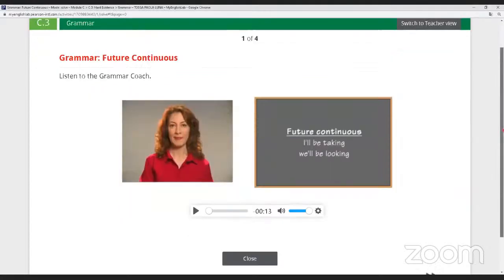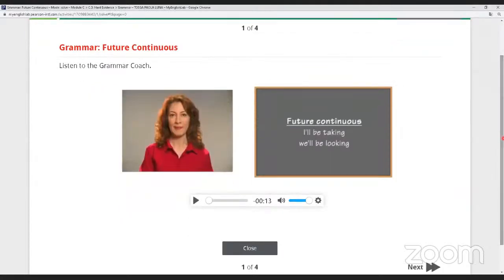Thank you. So today's lesson is about future continuous. As you can see in the examples, these examples have something in common. I mean, the structure, right? This is not a new time tense. It's a combination between the future plus the continuous form. So let's listen to the audio.